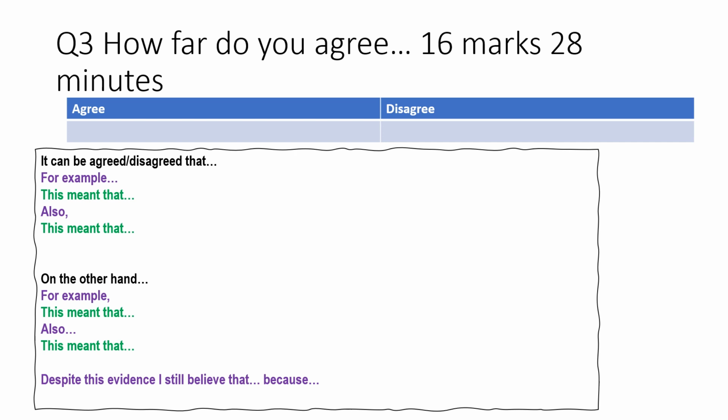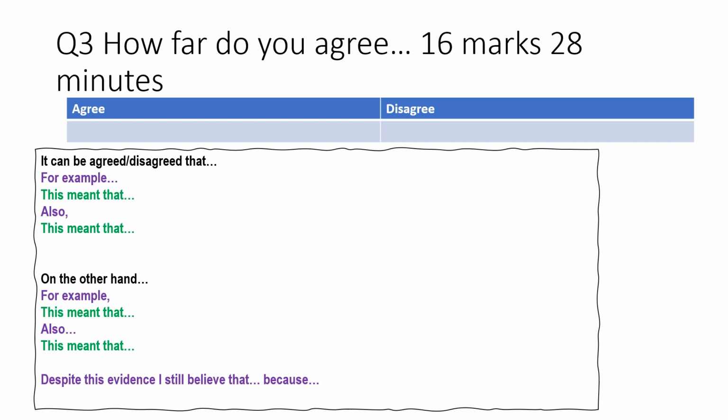So you're going to bring in your facts. That this meant that. Also, this meant that. And that's one side. Then you're going to present the other side of the argument because you've got to have a balance here. So you're going to introduce that by writing on the other hand, and you're going to give the opposite view. And then you're going to finish off your answer by writing, despite this evidence, I still believe that because. So you're going to go back to your original judgment.